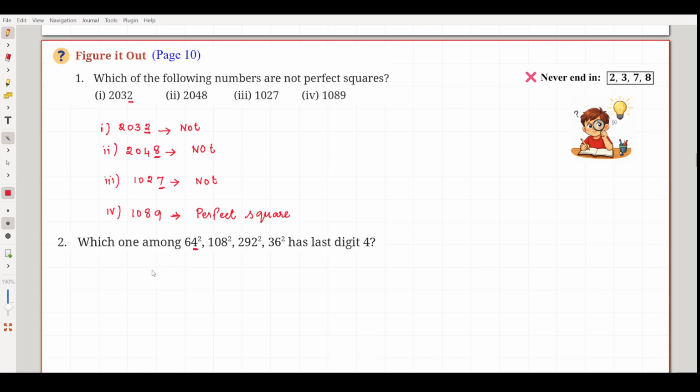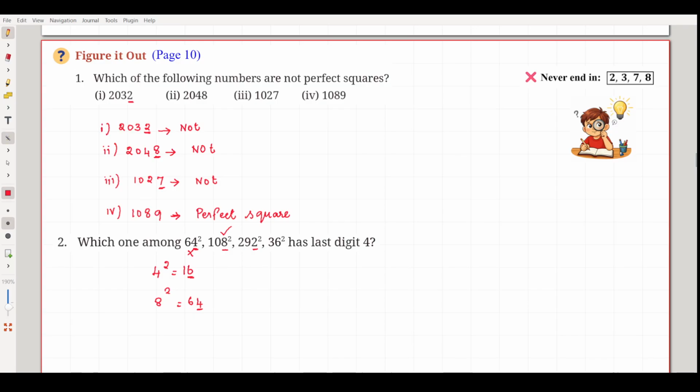The unit digit of 64 is 4, right? 4 square is 16, so it's ending with 6. Therefore, it's not ending with 4, so this will not come. Second, 108. That means 8 square. Take the last digit alone. 8 square is 64. It's ending with 4, therefore this is coming.